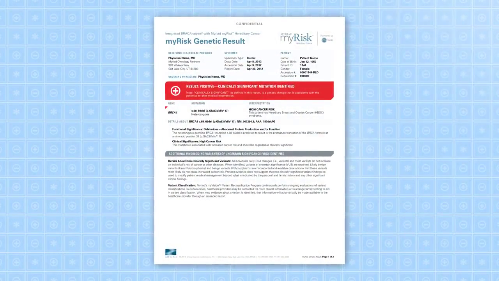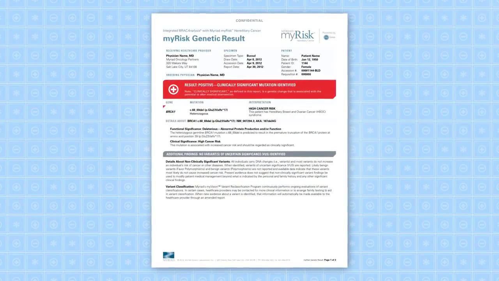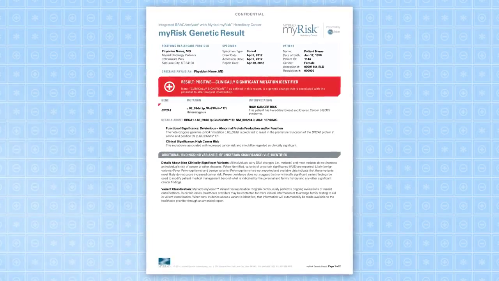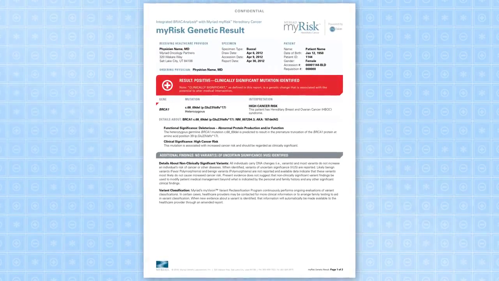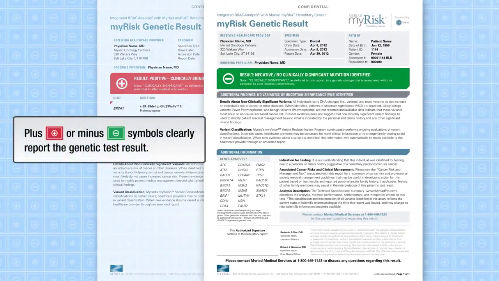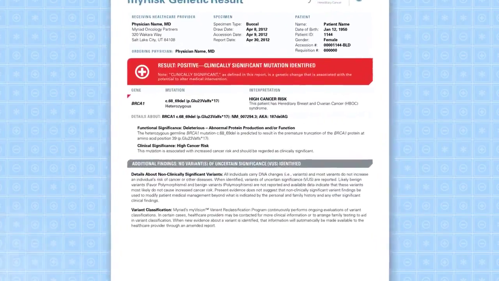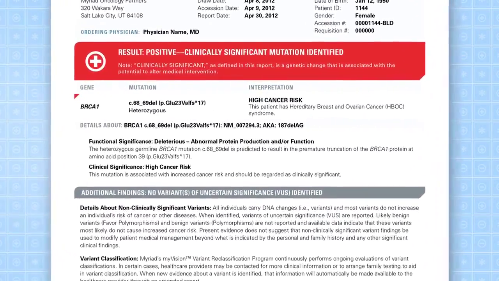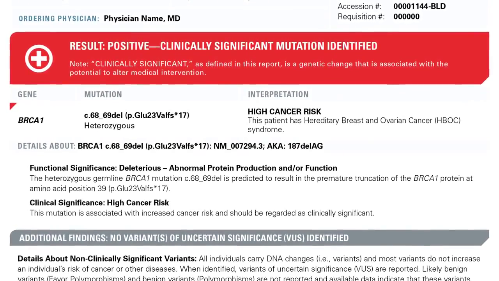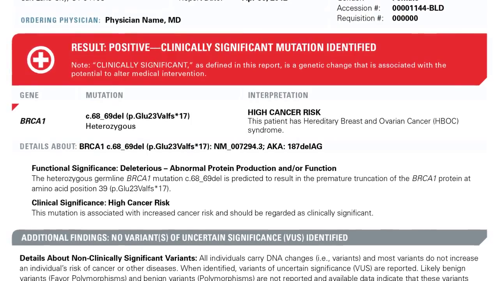The first page of the Myriad myRisk report is the myRisk genetic result. It will indicate whether the patient is positive for a clinically significant mutation as indicated by a plus sign and a red box, or negative as indicated by a minus sign and a green box. The myRisk genetic result page provides additional scientific detail on any clinically significant mutation identified, including appropriate nomenclature of the mutation and its clinical and functional significance.